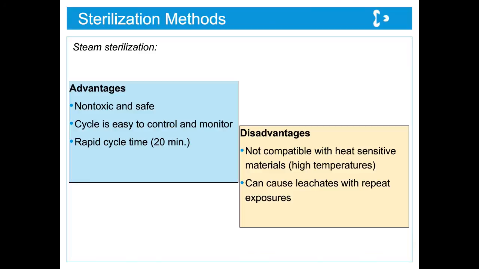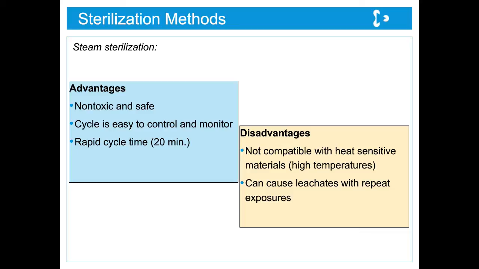Now let's get into the advantages and disadvantages of steam sterilization. Advantages: it is non-toxic and safe as you're not utilizing a chemical such as ethylene oxide. The cycle is easy to control and monitor, and again, it has a rapid cycle time of only 20 minutes. The disadvantage is that it's not compatible with heat-sensitive materials due to the fact that it is a high-temperature sterilization method, and it can cause leachate with repeated exposure.